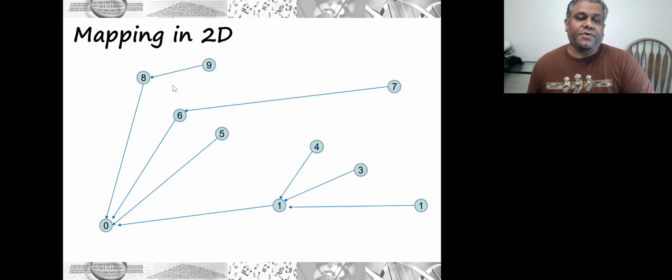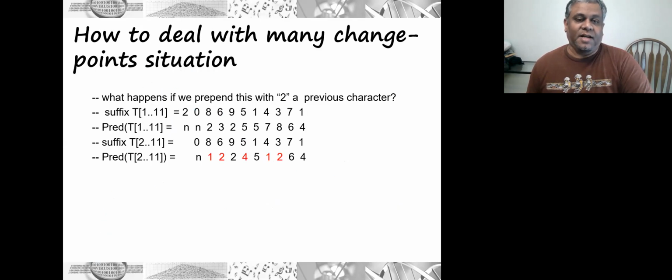Okay. And I'm drawing it, mapping it in 2 dimensions, so that values are along the y-axis. And then I'm pointing everything to its predecessor. So this is how the spread encoding looks when we look at things in 2 dimensions. Now I put this extra character 2 in front, right? So I had this suffix. Now I put this extra. So I prepend something to the suffix. So you know that LF mapping is basically prepending a previous character to a suffix.